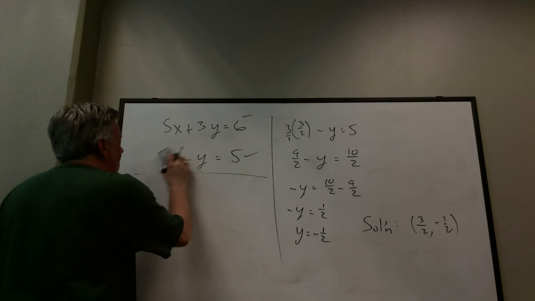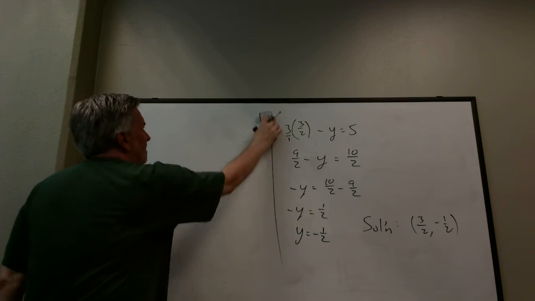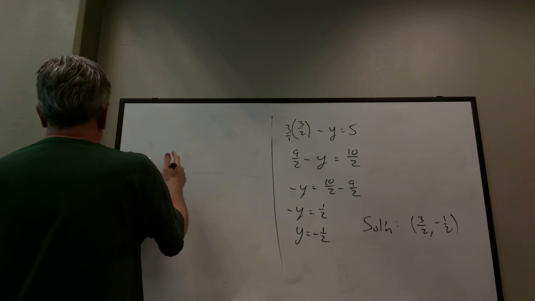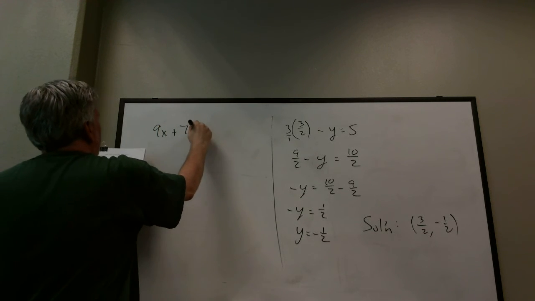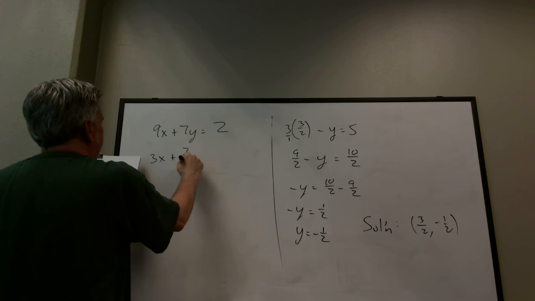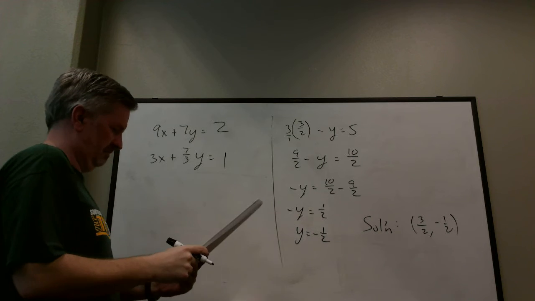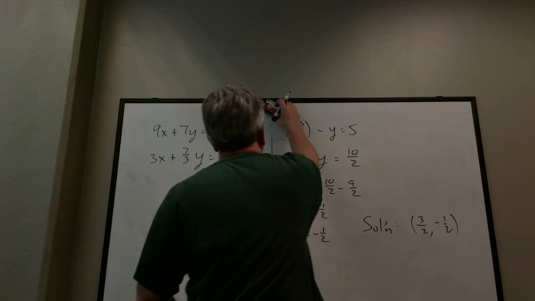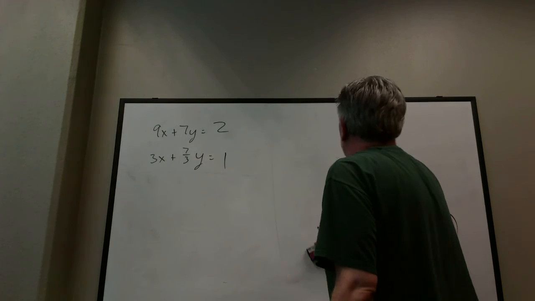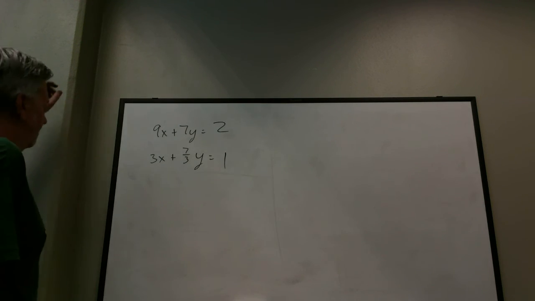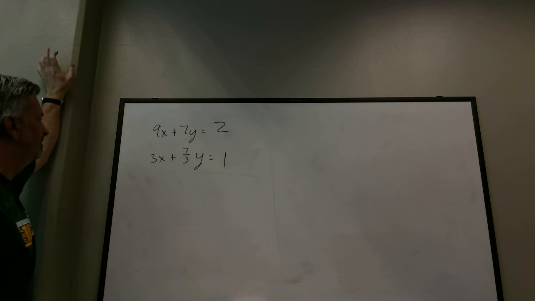Okay, let's do another one. I mean, this isn't a difficult section, so I'm only doing 2 examples. It says solve with the elimination method. 9x plus 7y is 2. 3x plus 7/3 y equals 1. Okay? So we're going to solve with the elimination method here. Which variable do you think we should work on to match up the coefficients, except for having opposite sign?